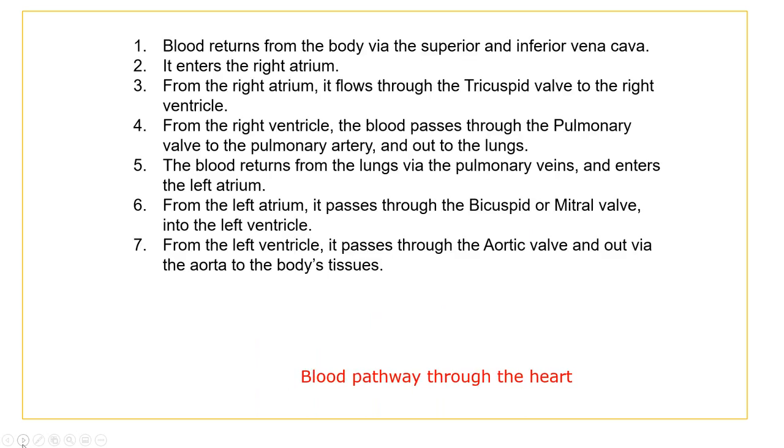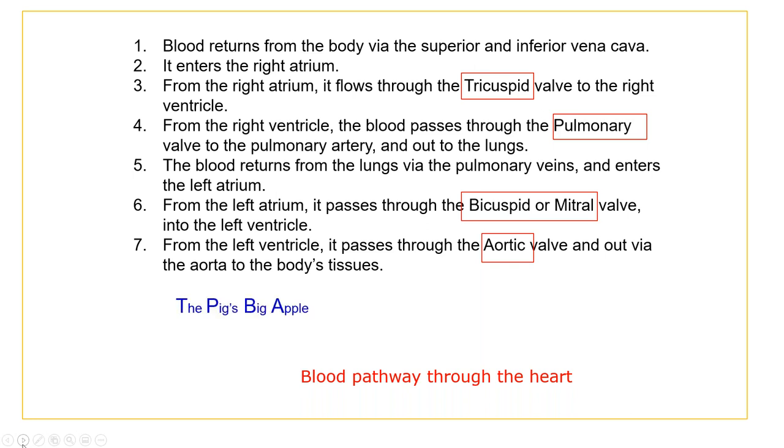Now, the other piece of information that's handy is to understand the order that it passes through the valves. As we know from this diagram, the first valve it hits is the tricuspid, then the pulmonary valve, then either the bicuspid or mitral, depending on how you refer to it, and finally the aortic. The way I remember that, for tricuspid, pulmonary, bicuspid, aorta, is the mnemonic "the pig's big apple." So tricuspid is "the," pulmonary is "pig," bicuspid is "big," aortic is "apple."